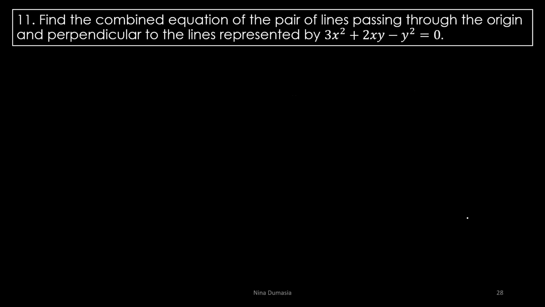Find the combined equation of the pair of lines passing through the origin and perpendicular to the lines represented by 3x square plus 2xy minus y square is equal to 0. So we are given this pair of lines, suppose they are somewhat like this. What we have to do is find the pair of lines which is perpendicular to both of these.